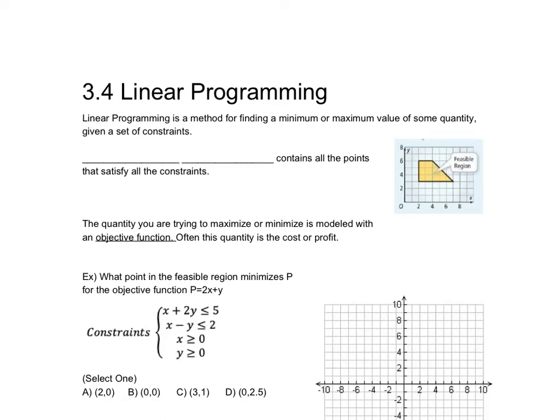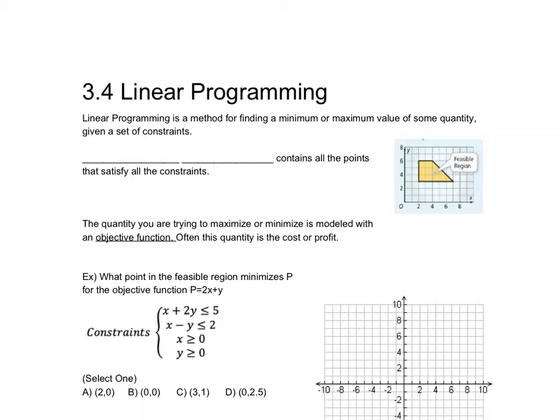All right, so today we're going to be talking about linear programming. This is the method of finding a minimum or maximum value for some given quantity given a set of constraints. For example, if hats cost a certain amount and shirts cost a certain amount, how many hats and shirts do you need to sell to make the most profit? It's like a real life situation.